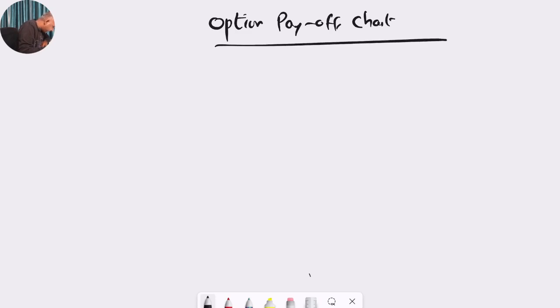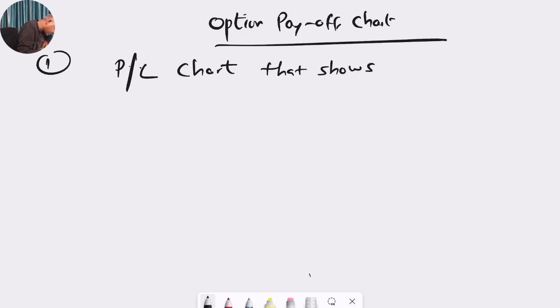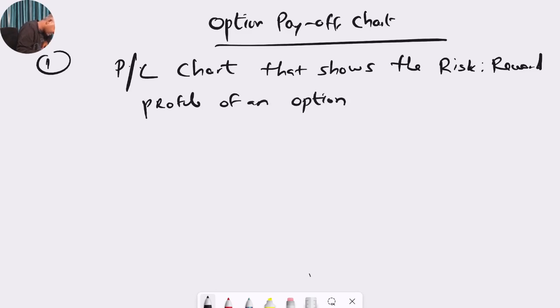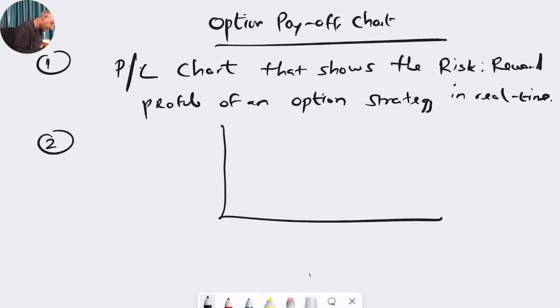An option payoff chart is the profit and loss chart that shows the risk reward profile of an option strategy in real time, right? So if you look at the option payoff chart, we have an x-axis and a y-axis.